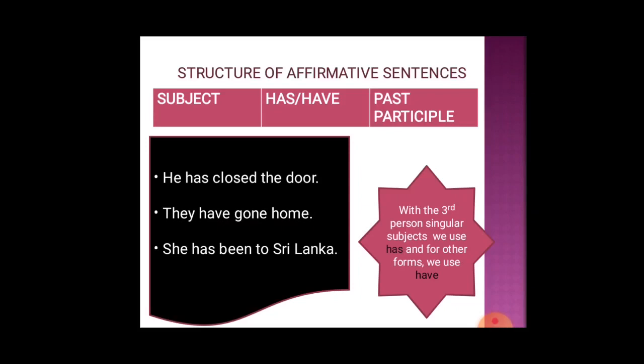So if the subject is singular, then we use has, and if it is plural, like I, we or they, then we use have. For example, he has closed the door. They have gone home. She has been to Sri Lanka.